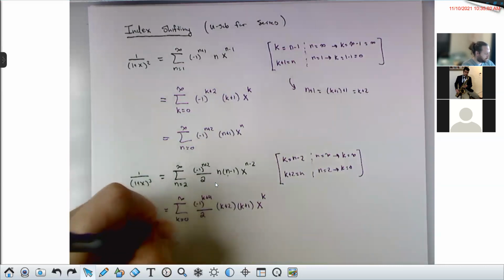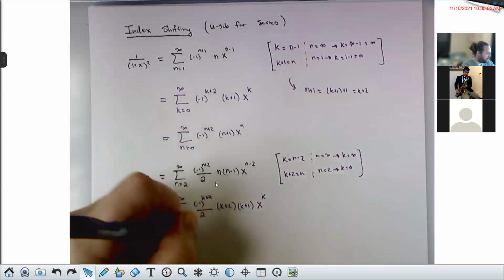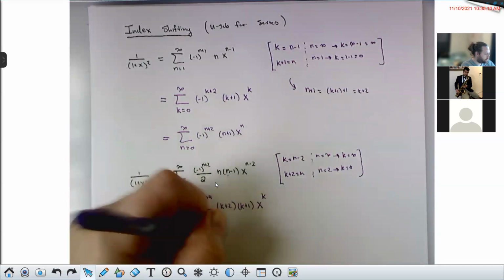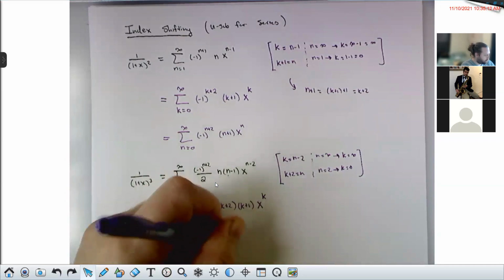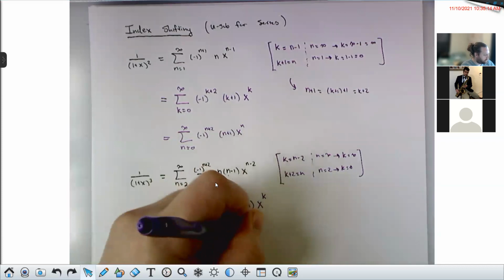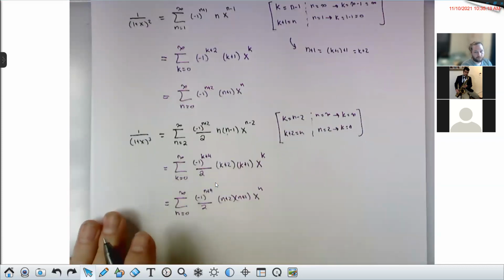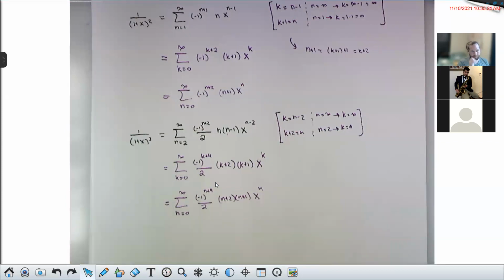And if you want, you can rewrite this as sigma n from 0 to infinity, negative 1 to the n plus 4 over 2, n plus 2, n plus 1, x to the n. It's probably not that bad.